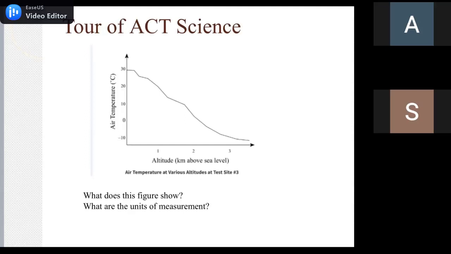I would say the relationship between air temperature and altitude. And then I'd note down the units, so degrees Celsius and kilometers. Perfect. So the temperature is given in degrees Celsius and the altitude is measured in kilometers above sea level. This is the information you use to answer the question. If I ask you, what is the temperature at 2 kilometers above sea level?